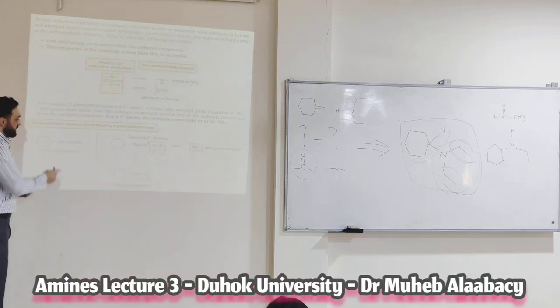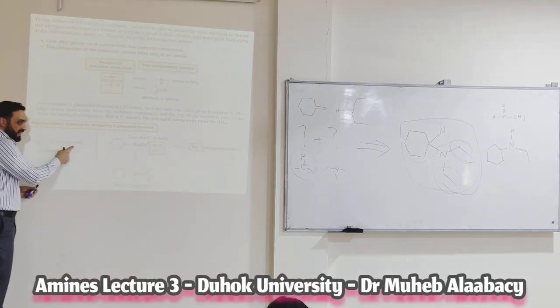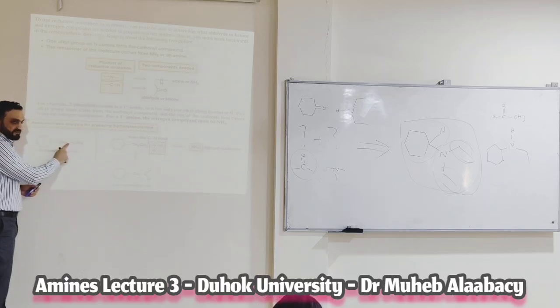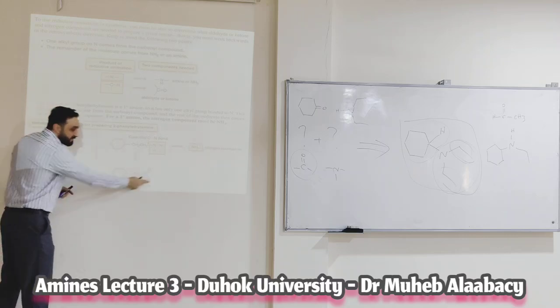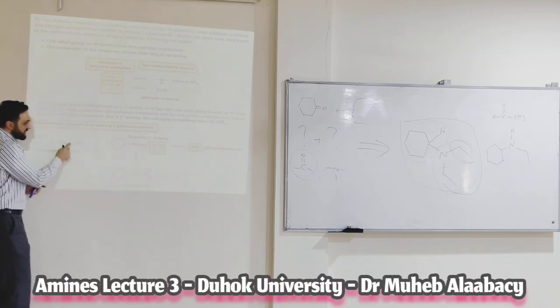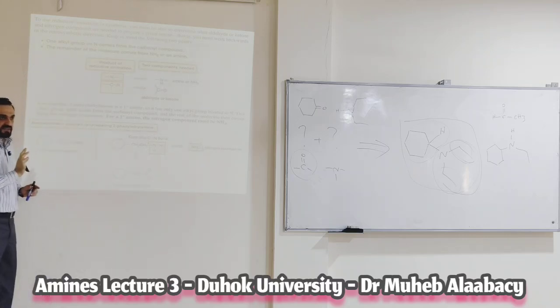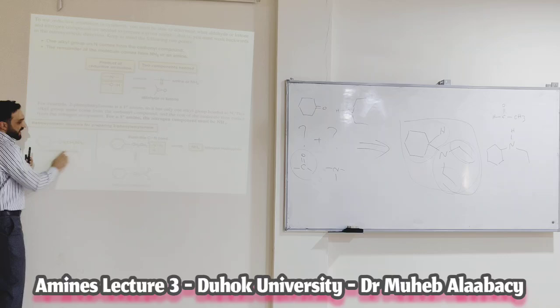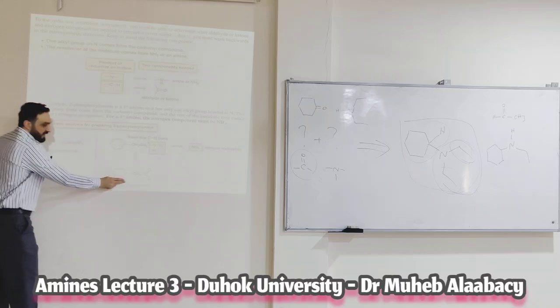So this comes from the ketone or aldehyde and this comes from the amine. How many hydrogens do we have here? Two hydrogens. If you have two hydrogens, not one, that means 100 percent it will come from the aldehyde. It cannot be from the ketone. So this part will be coming from the aldehyde.